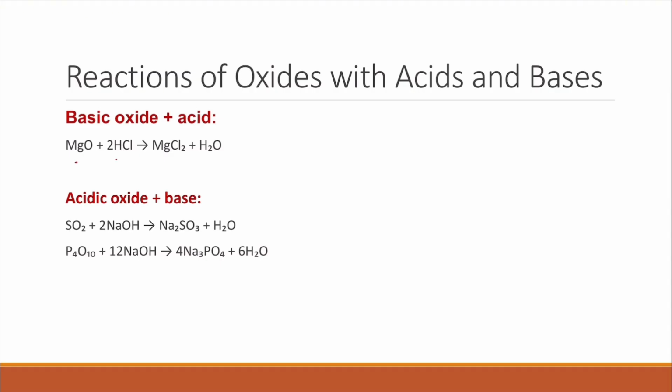So magnesium oxide with hydrochloric acid will give you magnesium chloride and water. And acidic oxides with bases as well will react to give you salt and water. So sulfur dioxide with sodium hydroxide will give you sodium sulfite and water. And then phosphorus oxide with sodium hydroxide will give you sodium phosphate.